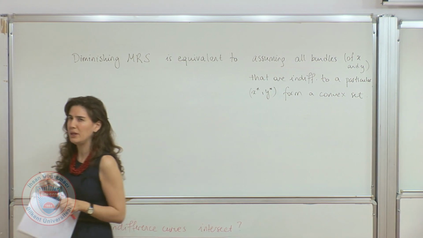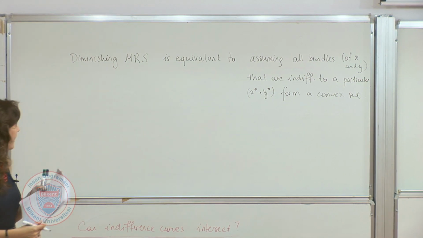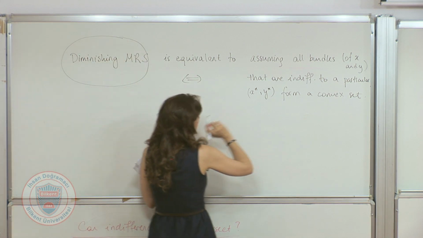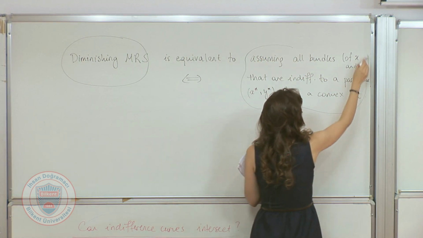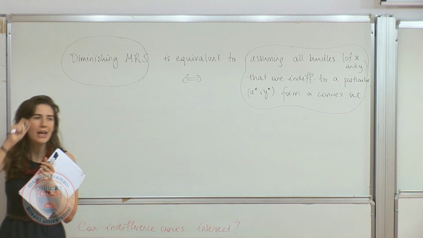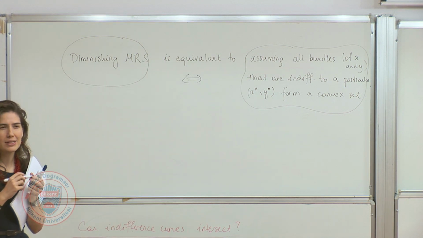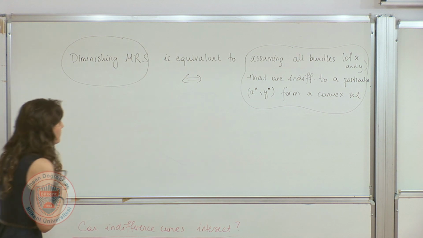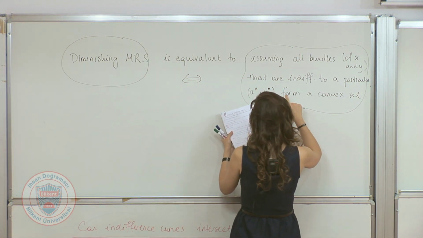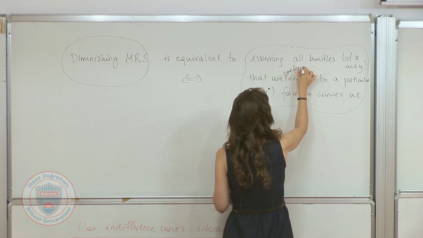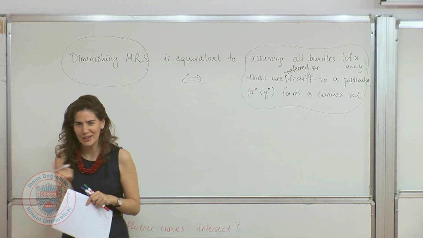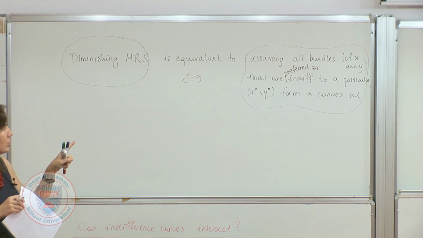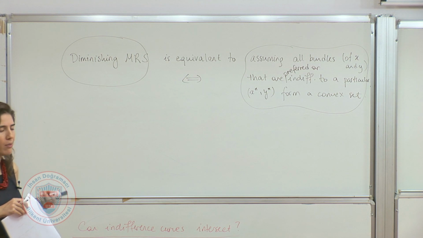So I wrote this, but what does this mean? We actually know a nicer way of saying this. Apparently diminishing marginal rate of substitution is equivalent to assuming that all bundles that are indifferent to any x star, y star form a convex set. But we have to include the bundles that are preferred or indifferent to, otherwise we won't have the set that we would like to have. So all bundles that are preferred to or indifferent to a particular x star, y star form a convex set.